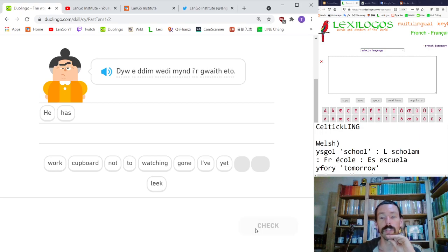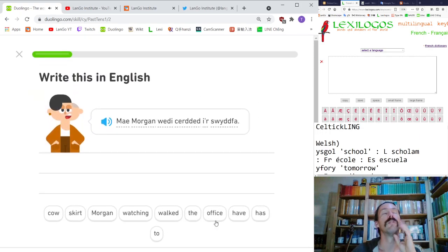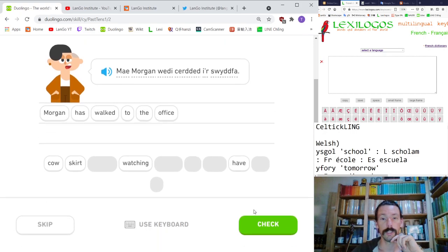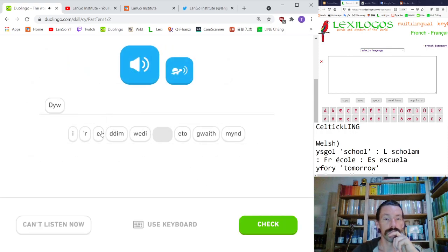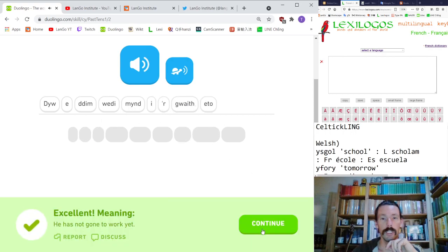Oops, maybe I should complete this. Mae Morgan wedi cerdded i'r swyddfa. Just walking. So under declarative, Morgan has gone, has walked, i'r swyddfa, to the office. Dyw e ddim wedi mynd i'r gwaith eto. Mynd i'r gwaith. Eto. Gwaith, to work. He has not gone to work yet.